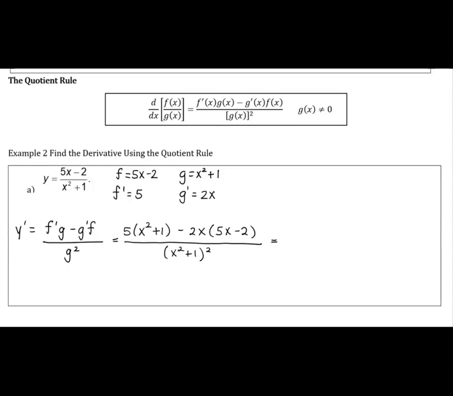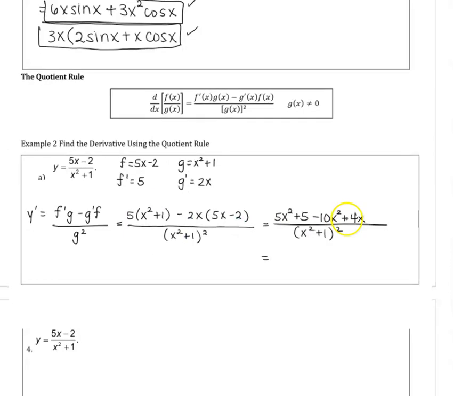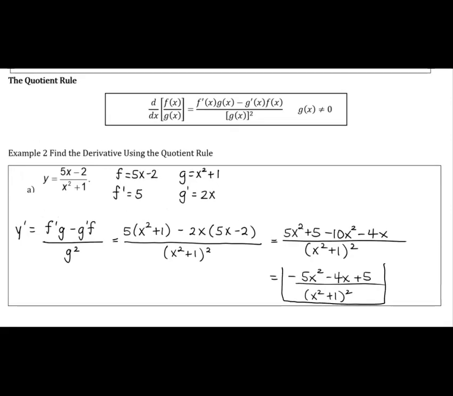I'm now going to do some algebra and simplify the numerator. Now I'm combining like terms in the numerator to get our final answer for y prime. And there we have our final answer for y prime.